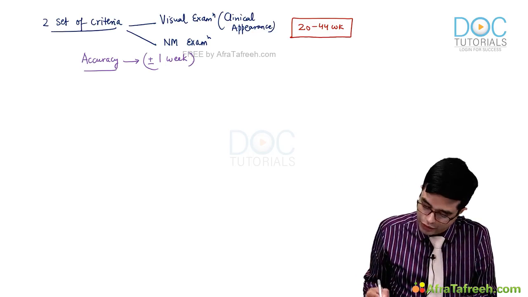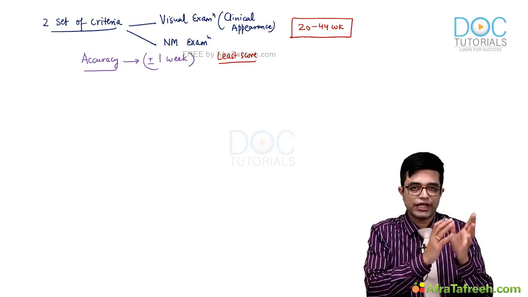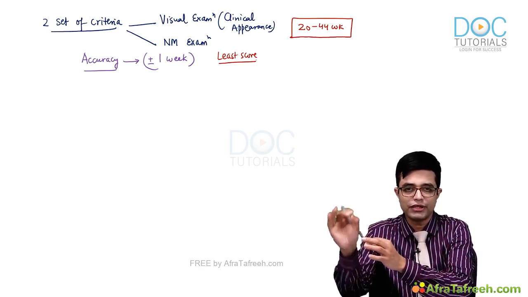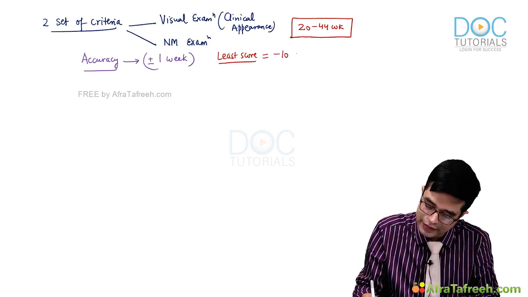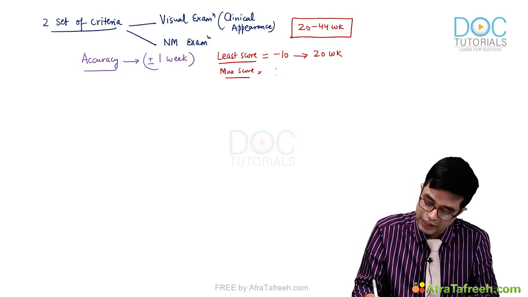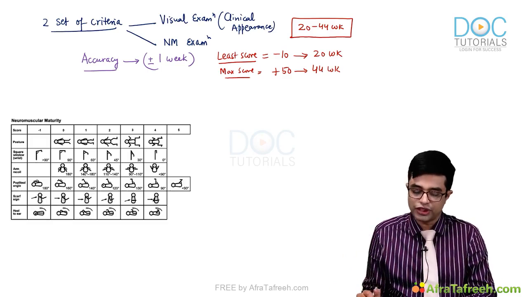Then what is the least score? There is a scoring method. First, we check for the appearance. There are scores given for that. Then we check for neuromuscular examination and calculate the score for that. The least score you can find is minus 10, which corresponds to an age of 20 weeks. And the maximum score which you can find in these children is plus 50, which corresponds to a gestational age of 44 weeks. And you can have a look at how the charts look.